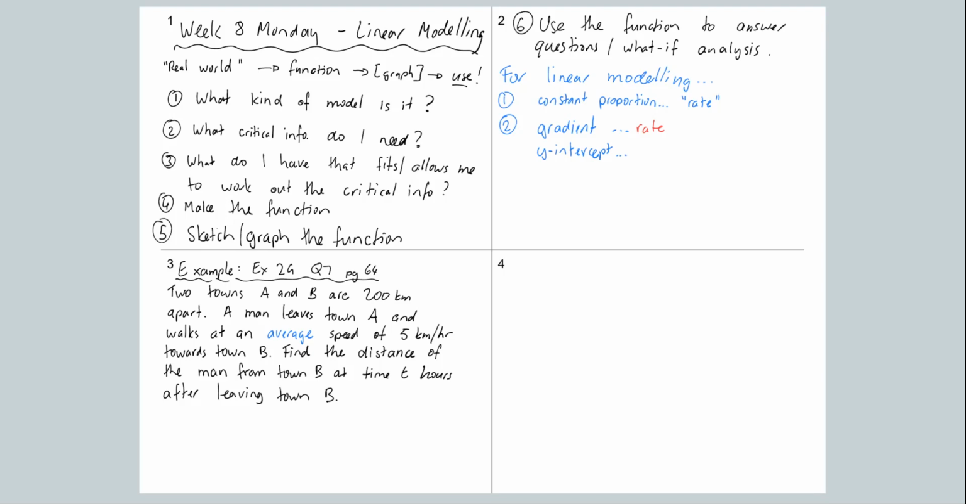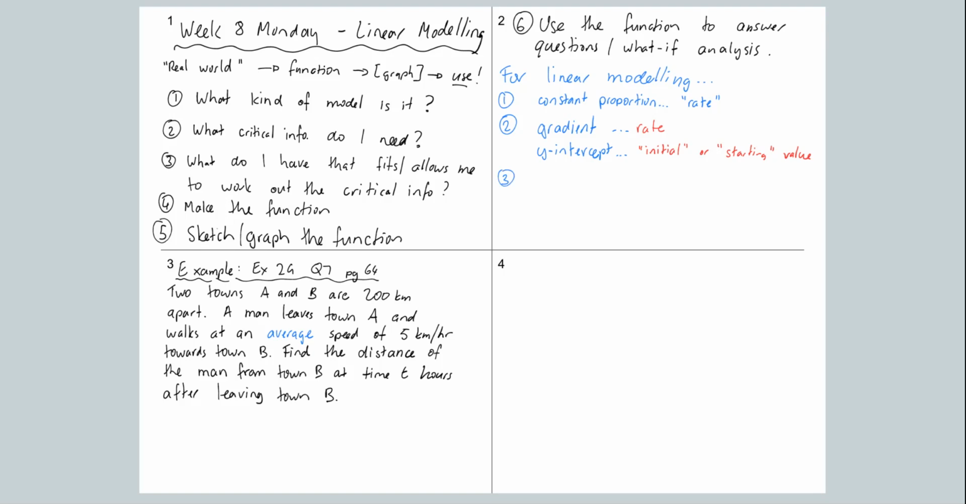Y-intercept, what you're looking for is like an initial or starting value. It might be t equals 0, or it might be "started at", or something like that. So that's an initial or starting value. Again, you don't always get it handed to you on a platter. It may be that you're given enough information so that you can determine the critical information.